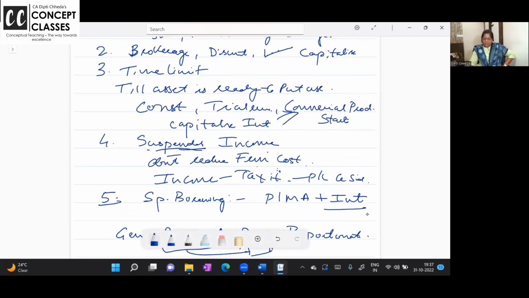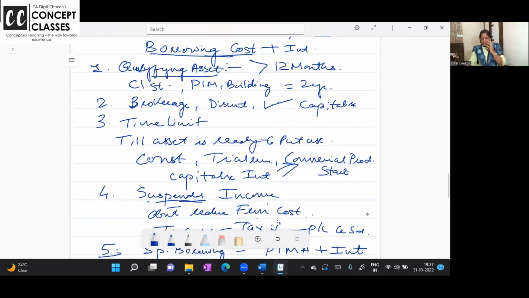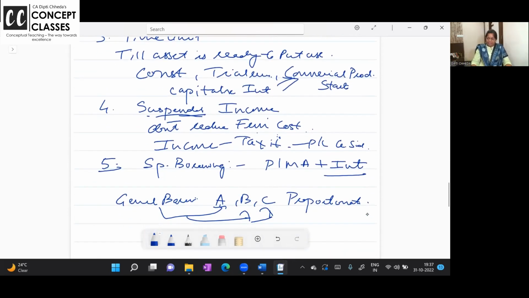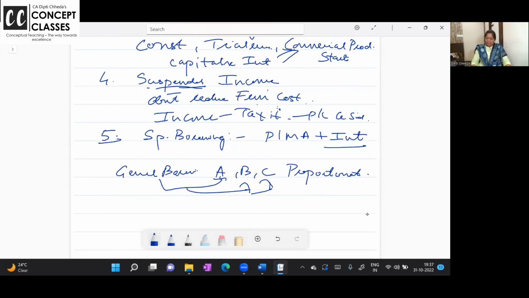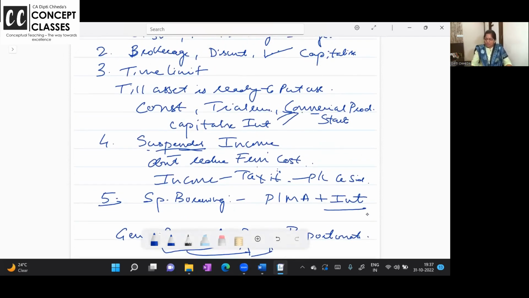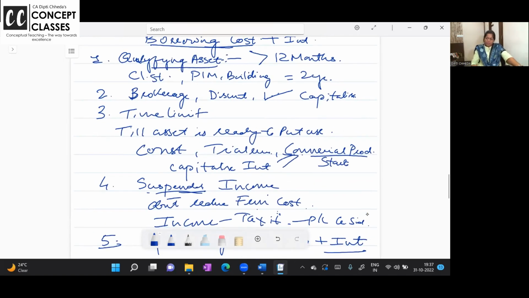So these are all the details for your brokerage. Okay? And when will you stop capitalizing? When the asset is ready to be put to commercial production, not for a trial run. Until commercial production starts, you can go on capitalizing and adding the interest cost. First, you ask if you have conceptual doubts related to this. When I read it from the material, it will be clear. I don't think you need to write all this; I will make you write it in the material.